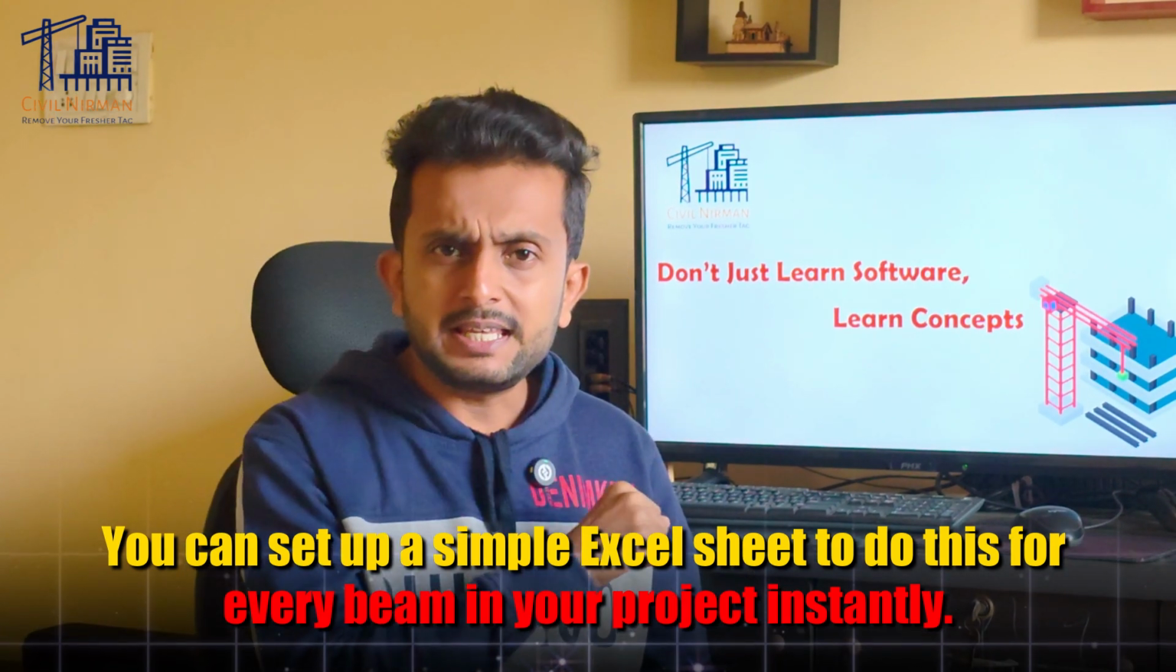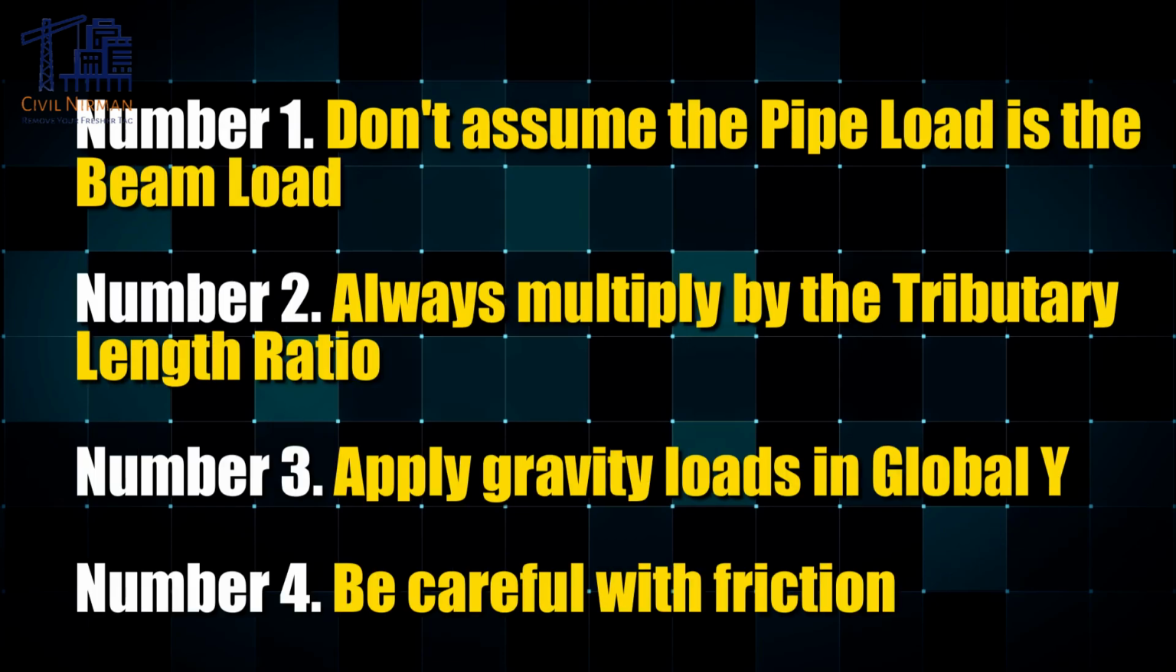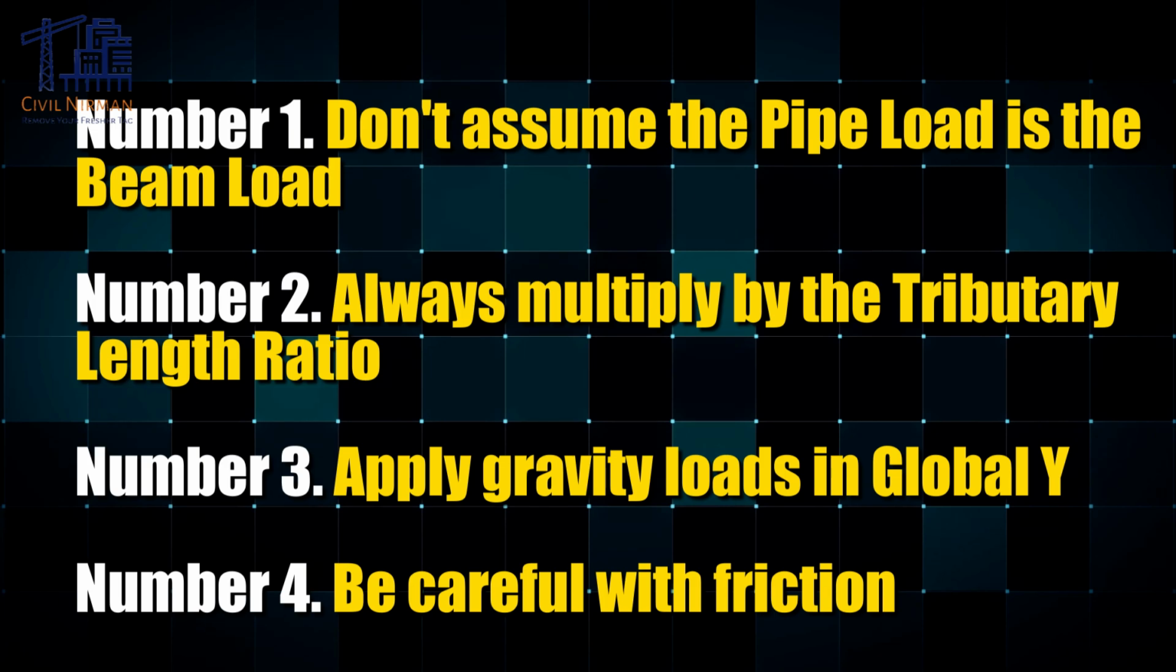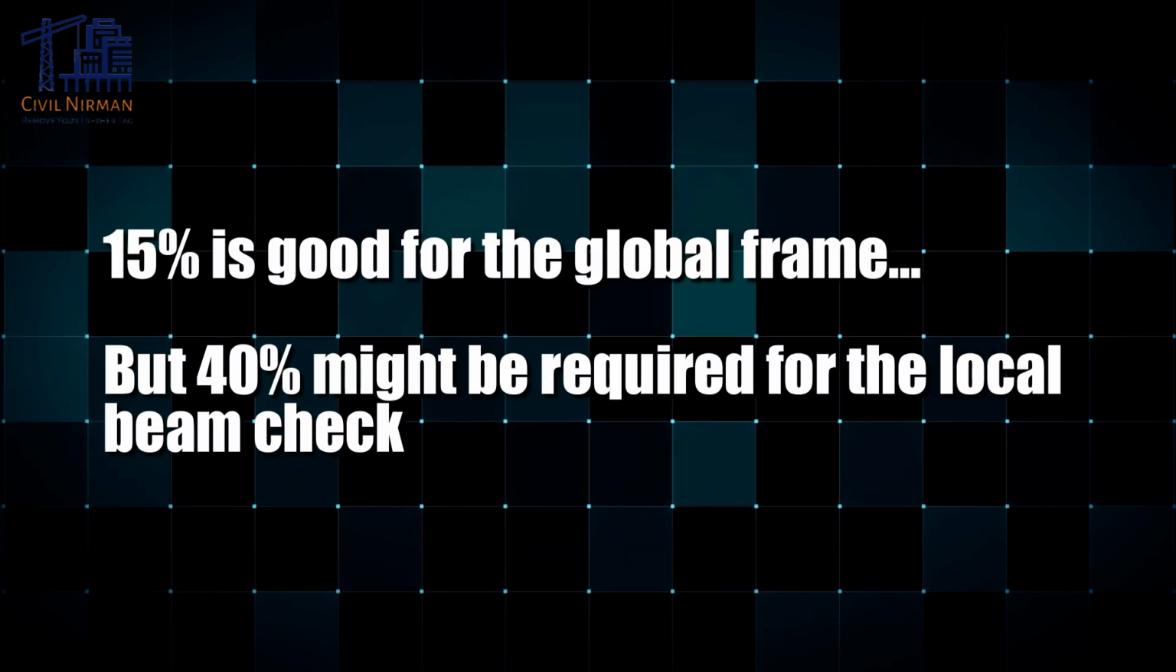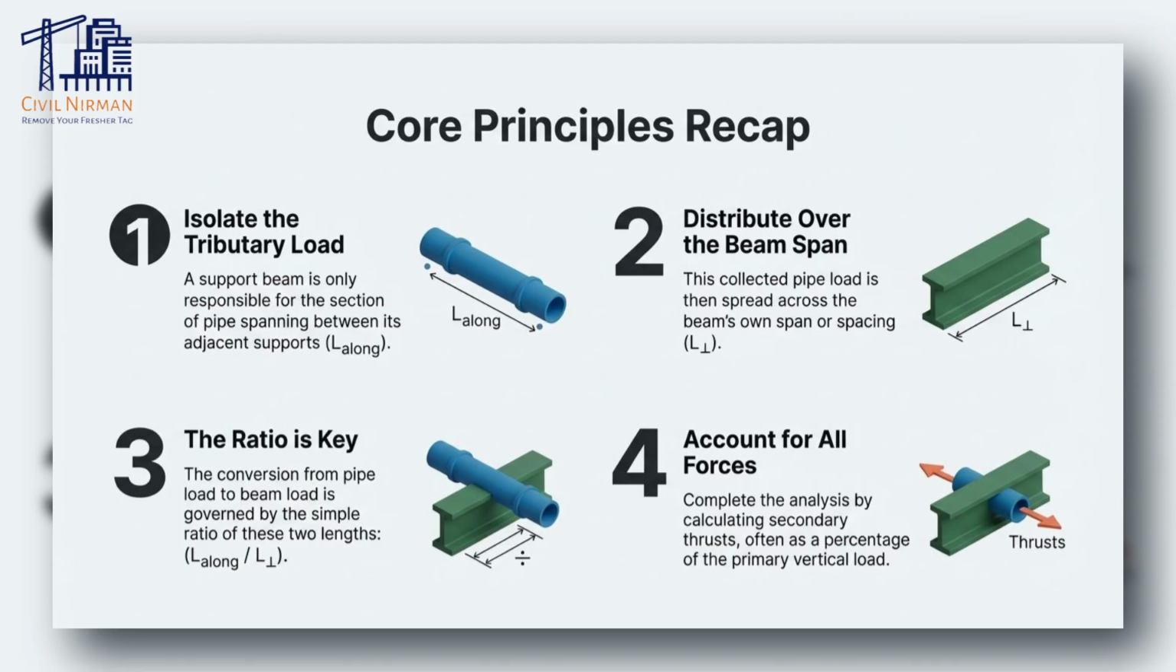So to give you a recap, number 1, don't assume the pipe load is the beam load. Number 2, always multiply by the tributary length ratio. Number 3, apply gravity loads in global Y. And number 4, be careful with friction. 50% is good for the global frame, but 40% might be required for the local beam check. I hope this cleared up the engineer's dilemma for you.